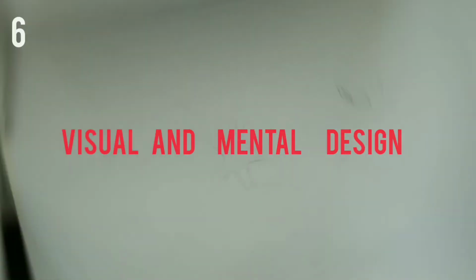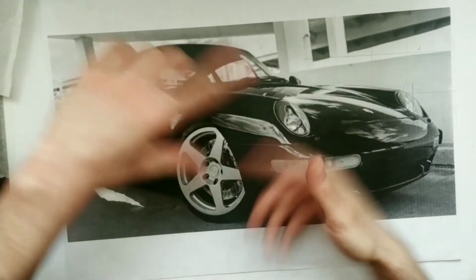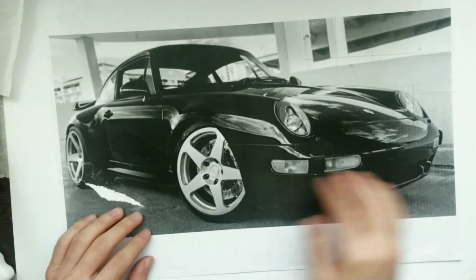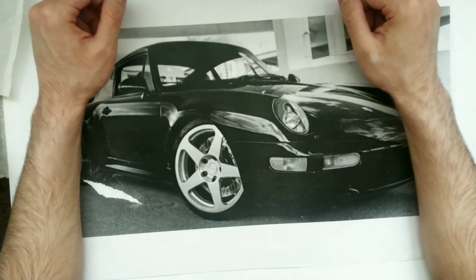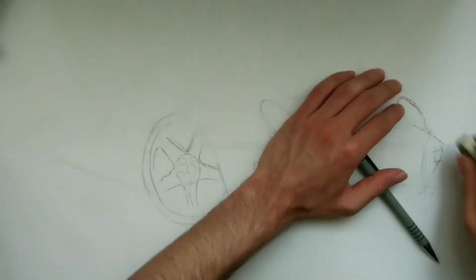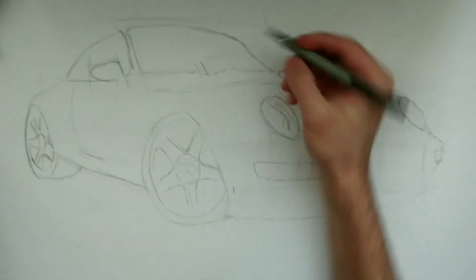Number 6. Visual and mental design. This method is the most difficult, and of course the most valuable method, that is done with the help of the eyes and without special tools. This method requires more practice, but there are methods and exercises that you can do in a short time and get excellent results. I also put special tutorials about this in my channel that you can use.